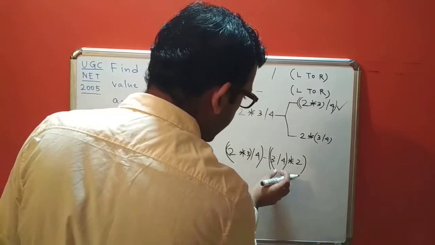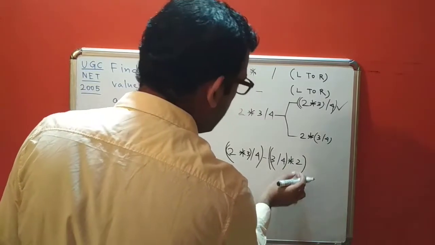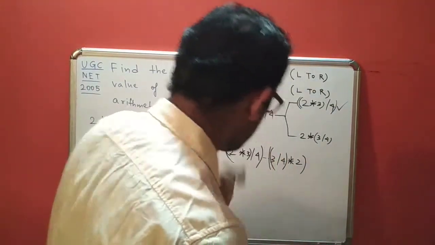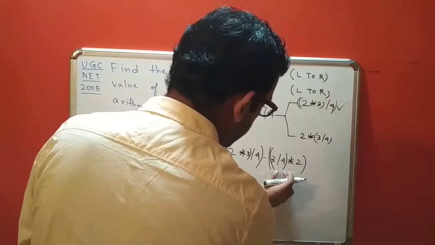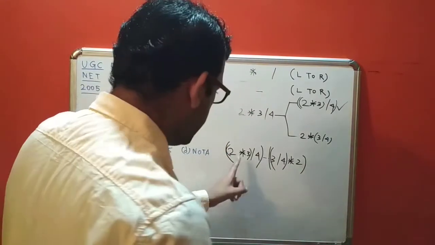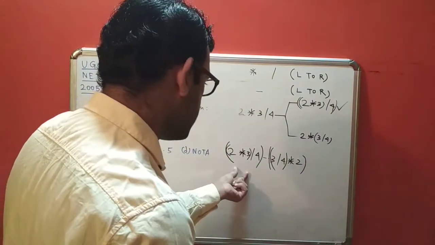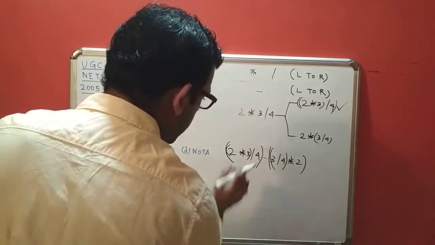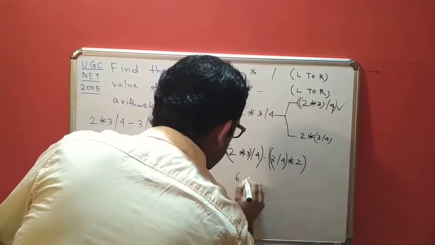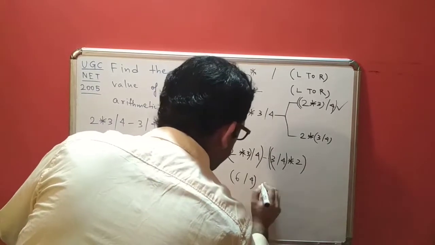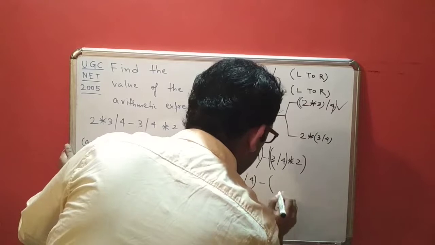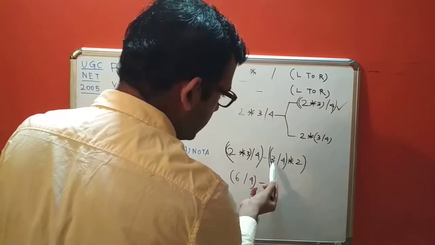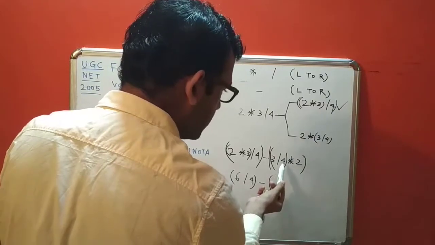Why? Because once again, division and multiplication are left to right associative. That means I'll evaluate the left part and then move on to the remaining part. My left part in this case is a division operation, but my left part in this case is a multiplication operation. So whichever is the left part has to be evaluated first. So from here I'll get 2 into 3, 6 divided by 4. I'll go step by step so that all of you can understand. Now see, I have 3 divided by 4. What is 3? 3 is a positive integer. What is 4? Another positive integer.